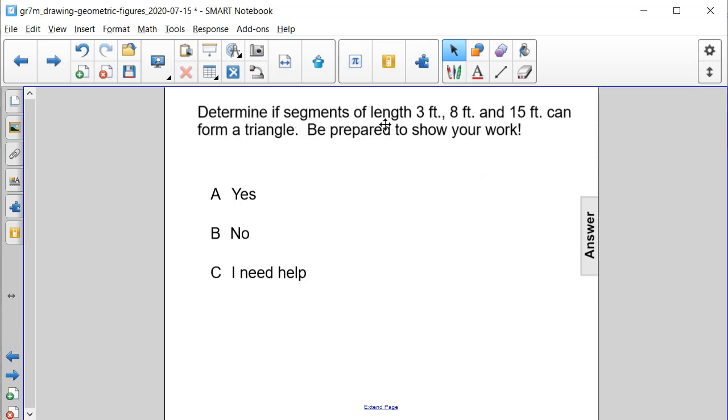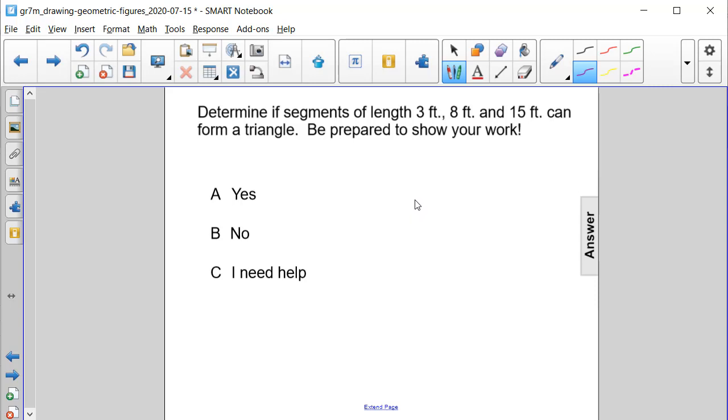Determine if segments of length 3 feet, 8 feet, and 15 feet can form a triangle. Be prepared to show your work. Well, what we found is whenever we add up the pairs of side lengths, if they are all greater than the length of the third side, then we form a triangle. If any one of them does not work, then it will not form a triangle.